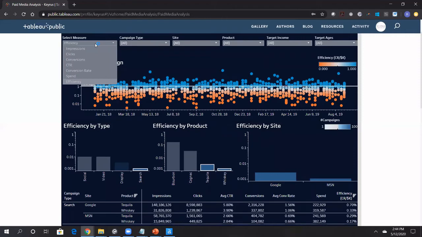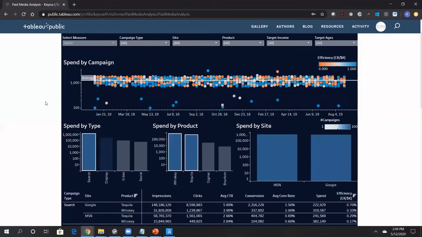Let's change our metric to spend. Am I spending more on Google than I am on Microsoft? You can see my selections are still highlighted here for the categories and products that I'm interested in. You see our spends are relatively the same. If anything, we spend more on the Microsoft network than Google. So our spend is not really the issue. We're spending about the same amount of money on tequila and whiskey in both, but the efficiency was much higher in Google. What about impressions?